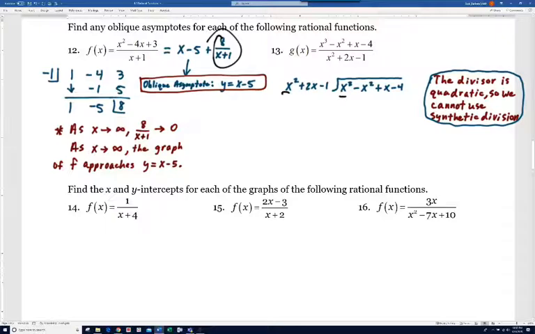And we're going to ask ourselves, what times x squared will give us x cubed? And that would just be x. Now the other way to do that is just take x cubed over x squared. And of course, if you divide that, you do get x. So now that we've got the x there, we're going to multiply x times our divisor, which means we got to distribute here. We're going to get x times x squared, which is x cubed. X times 2x is 2x squared. And x times negative 1 is going to be minus x.